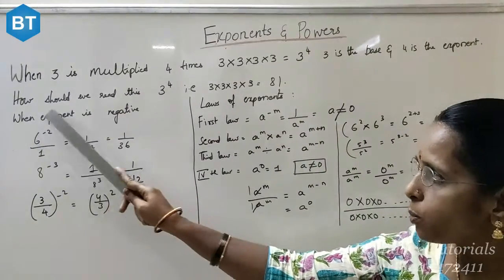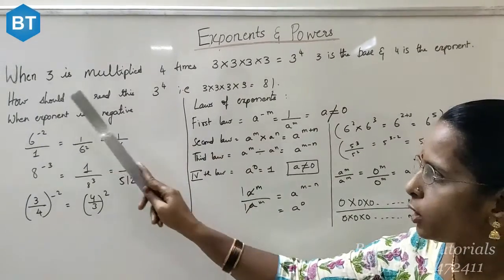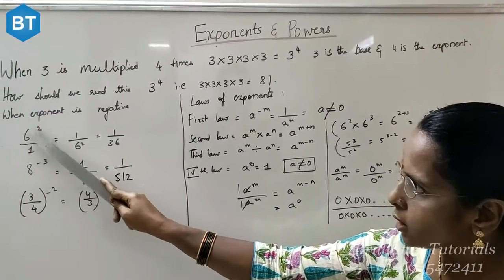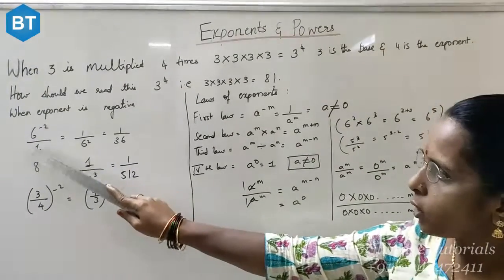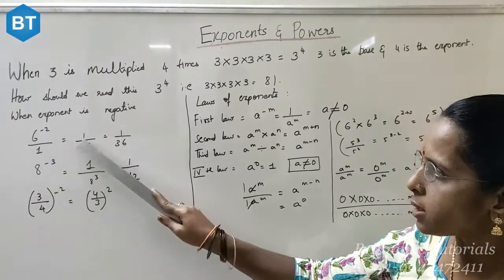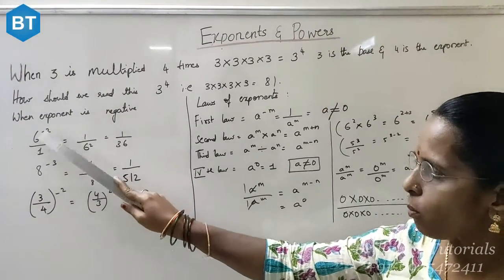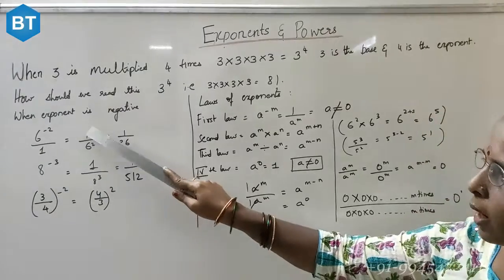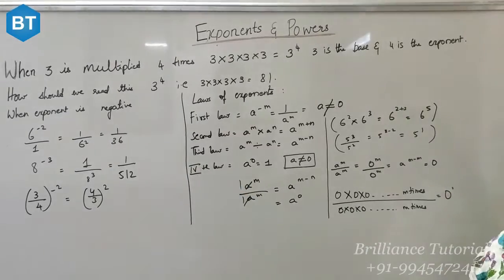Now, when the exponent is negative, here it is showing positive, but when the exponent is negative, can you notice that I have written here minus 2? That means we have to divide 1 by 6 to the power 2. Here you have to take the reciprocal of this. So minus 2 means you have to divide it. So 1 divided by 6 to the power 2 is equal to 1 by 36.